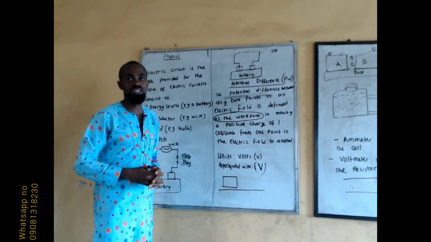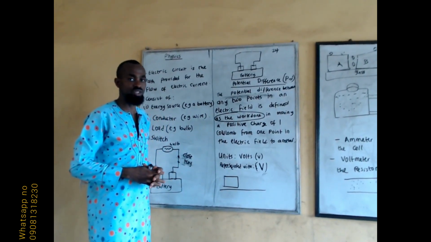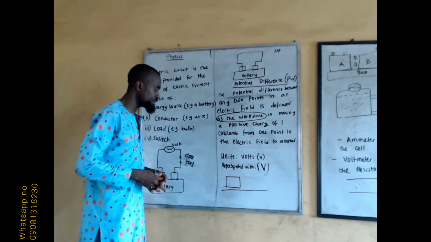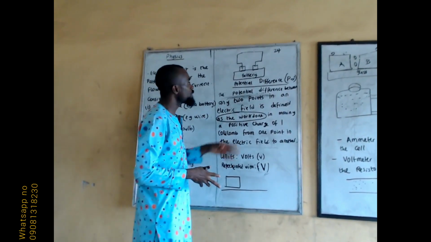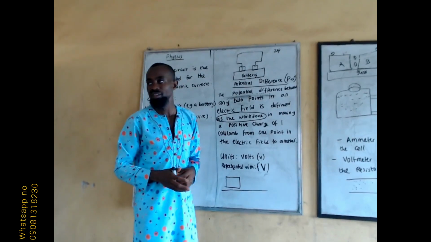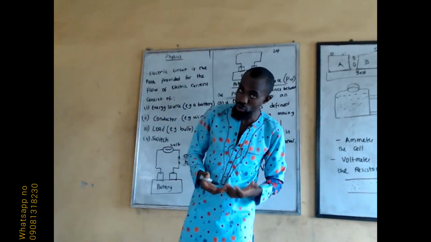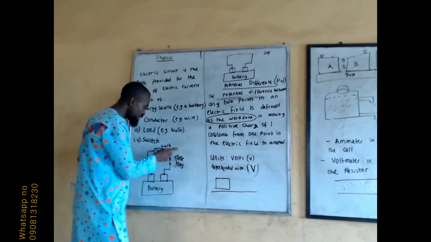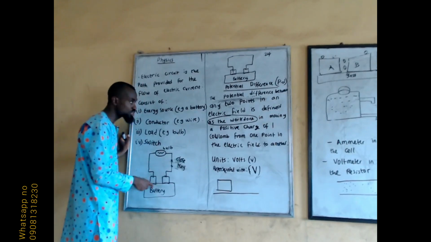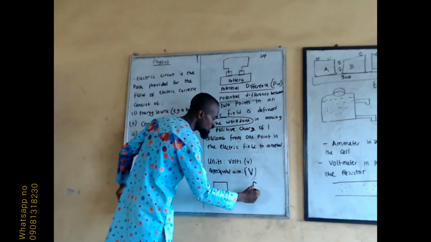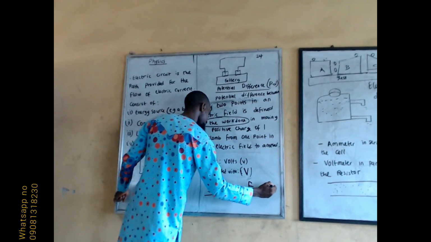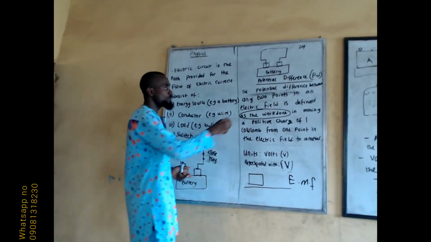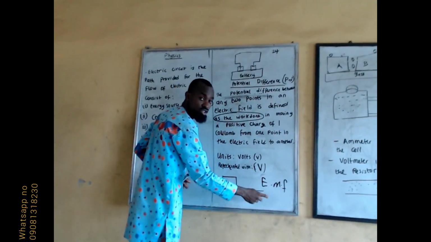Potential difference is denoted with capital letter D. Now it's interesting to know that potential difference is just between any two points. When we look at potential difference around a complete circuit, it is called EMF. So another name for potential difference is EMF.